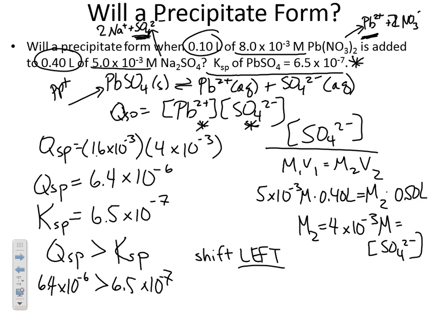When we shift left in this reaction, that's the reaction that we're looking at, we're going to generate more PbSO4 solid. So yes, precipitate forms because of this shift to the left, because the lead ions and the sulfate ions are basically in too high of a concentration. They're going to have to bring their concentrations down. The only way to do that is by reacting in the reverse direction in order to generate PbSO4 solid that will pull the excess Pb2 plus and SO4 2 minus ions out of solution.